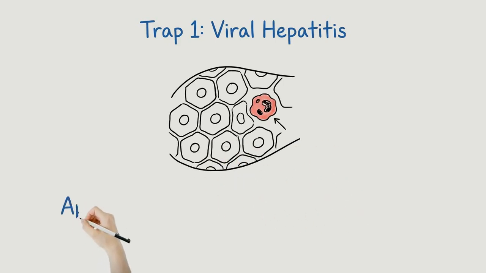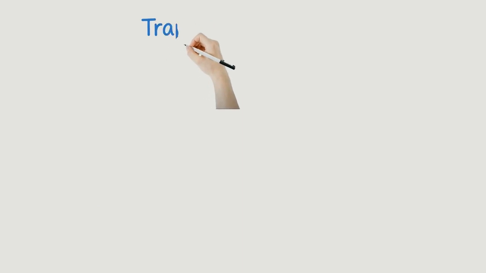The answer is apoptosis. Virus-infected hepatocytes are killed by cytotoxic T cells via the Fas ligand pathway. This does not cause significant inflammation. The biopsy shows acidophil bodies, also called Councilman bodies, which are apoptotic bodies, not necrotic debris.